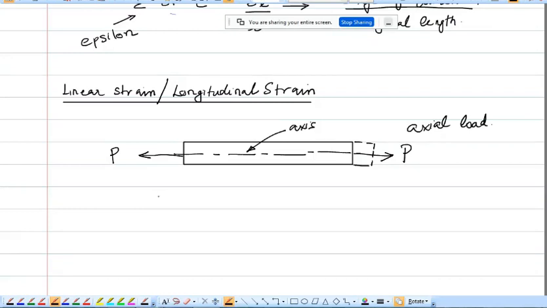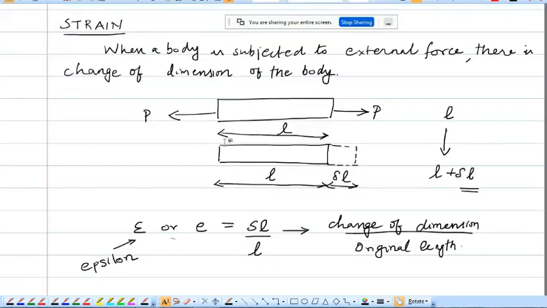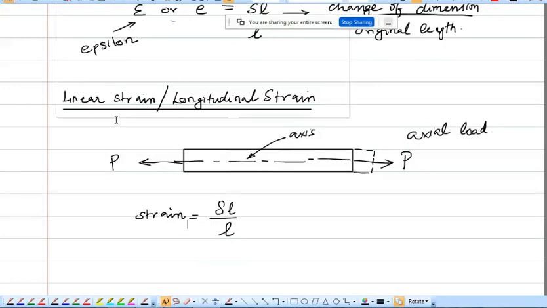I can define the longitudinal or linear strain according to the previous definition as change in length by original length. Generally speaking, when you hear the term strain, you say delta L by L. This is the formula which you have studied in the previous classes, in higher secondary school or in 10th, that strain is equal to the change in length by the original length. But now we have to understand what is linear strain and lateral strain.